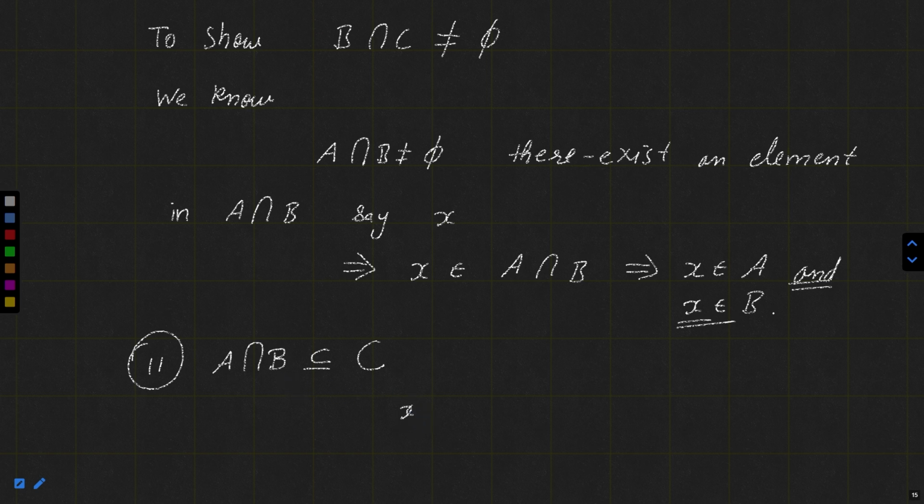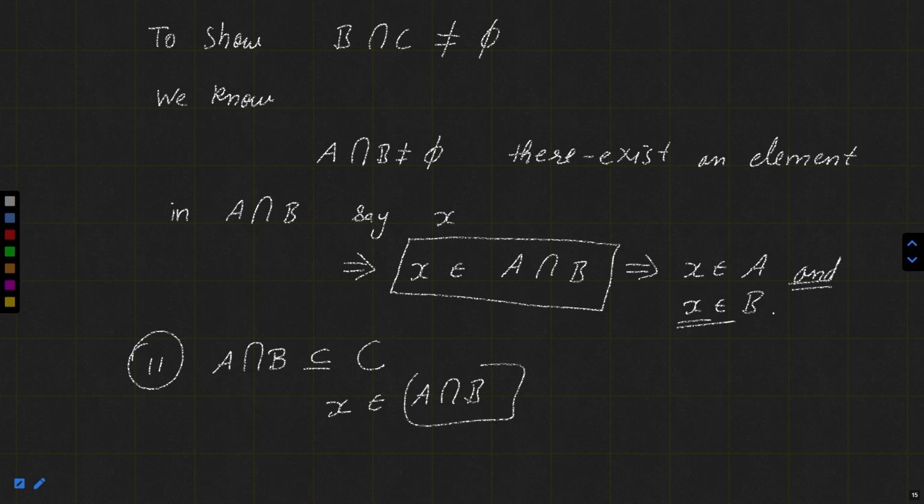Simple. X belongs to B. If X belongs to B, then the X we have chosen must belong to A intersection B. Clear? So X is in A intersection B and X is in B. A intersection B is a subset of C, and that implies that X belongs to C.